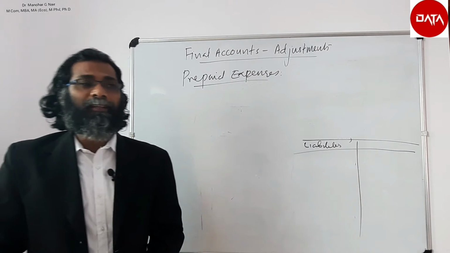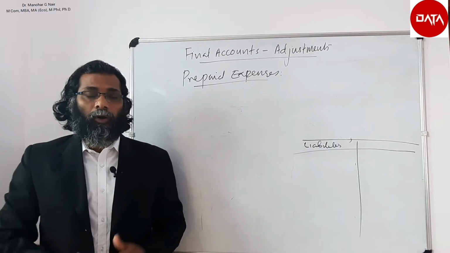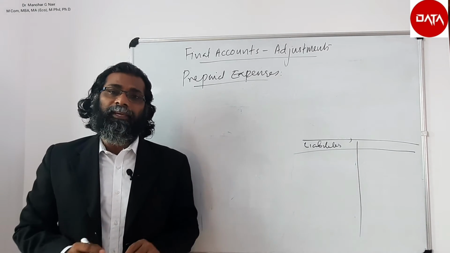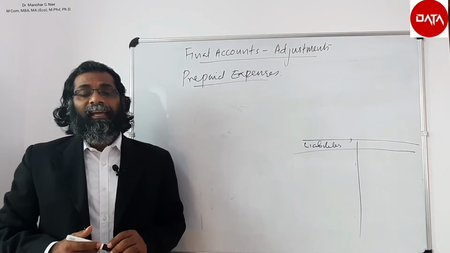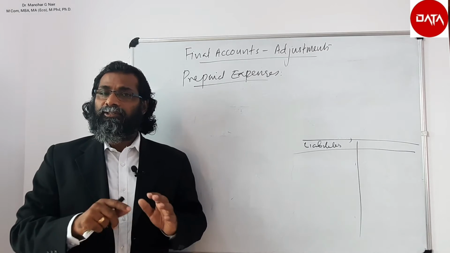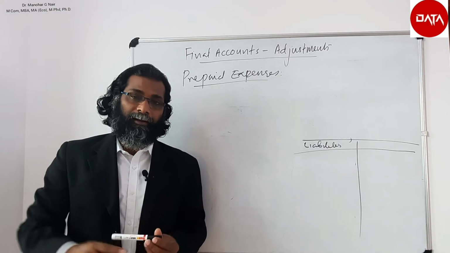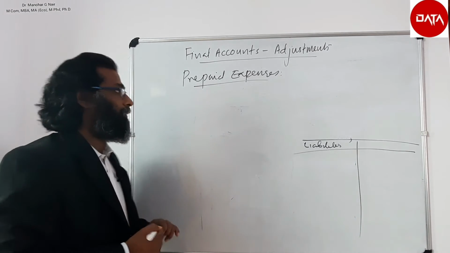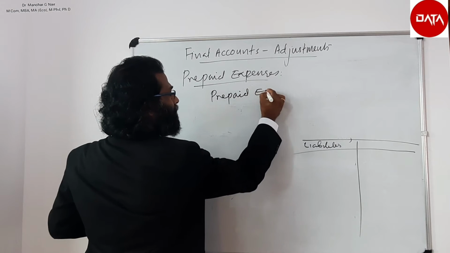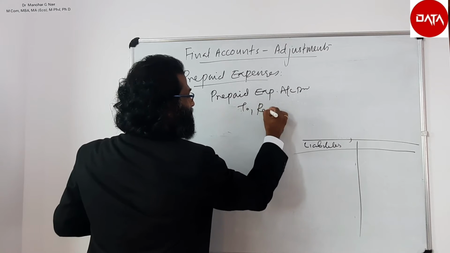The third one is prepaid expenses. The expenses are not yet due, but the payment has already been made. It is just the opposite of outstanding expenses. Here the payment is already done, but the expense has not been incurred yet. For example, insurance prepaid. So what will be the adjusting entry? Prepaid expenses account debit to respective expenses.